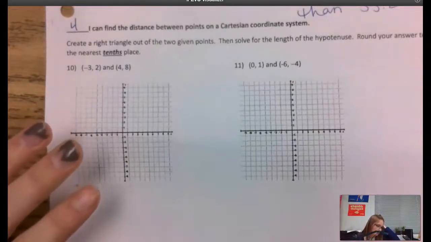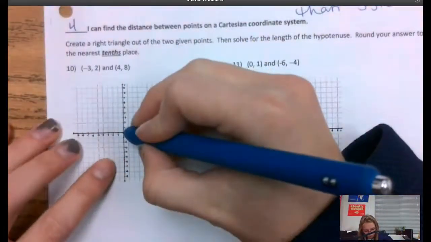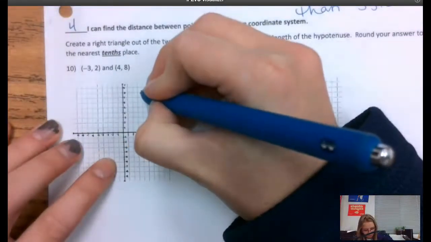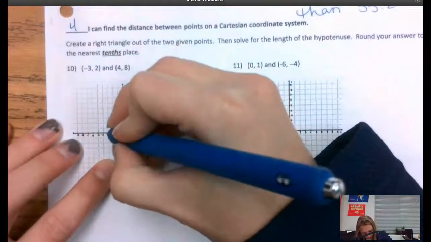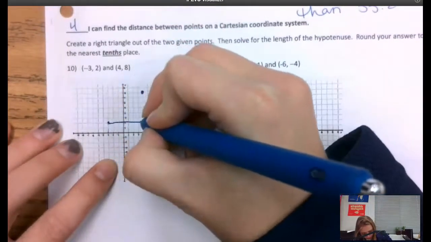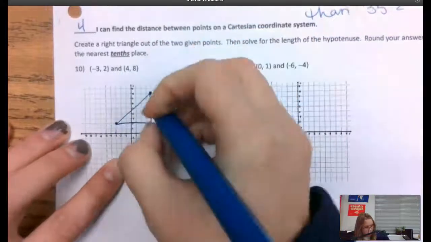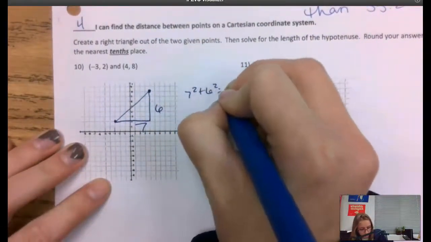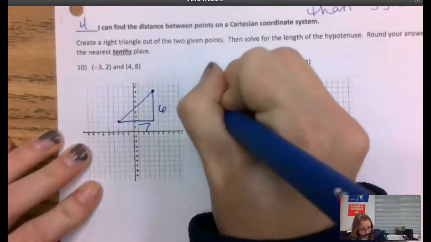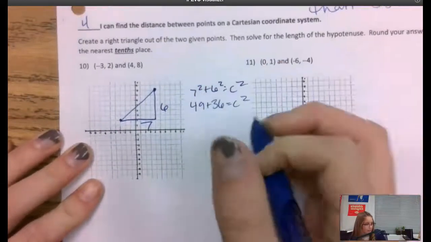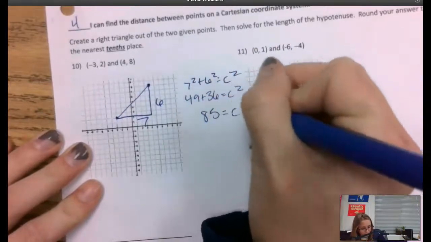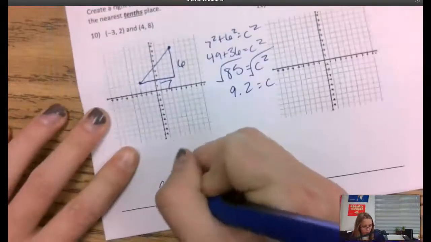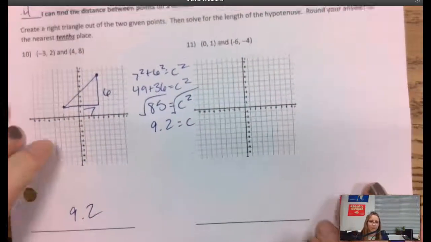So here we go. I'm going to plot our points. So we have 4, positive 8. And then we have negative 3, positive 2. And our distances are 6 and 7. So 7 squared plus 6 squared equals c squared. 49 plus 36 then equals 85. Square root that, and we get 9.2. So 9.2 would be our answer down there.